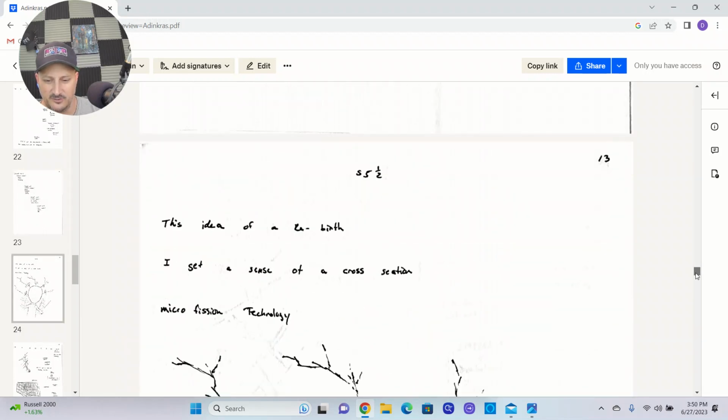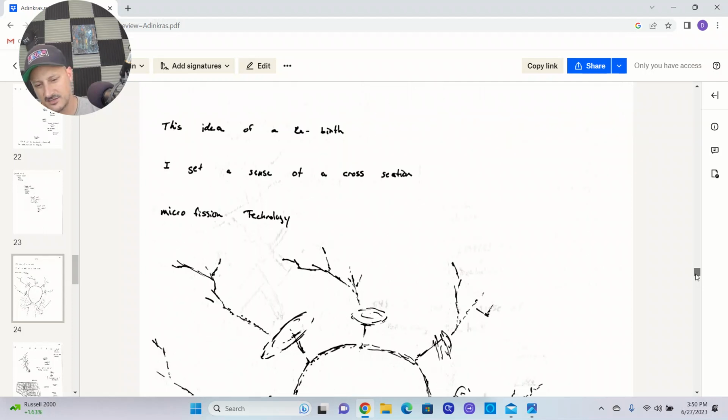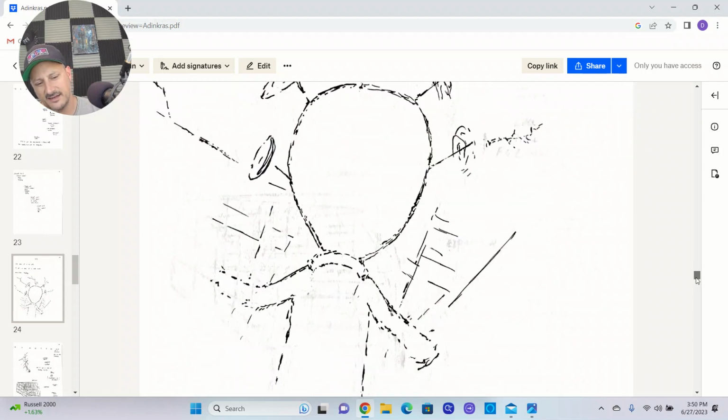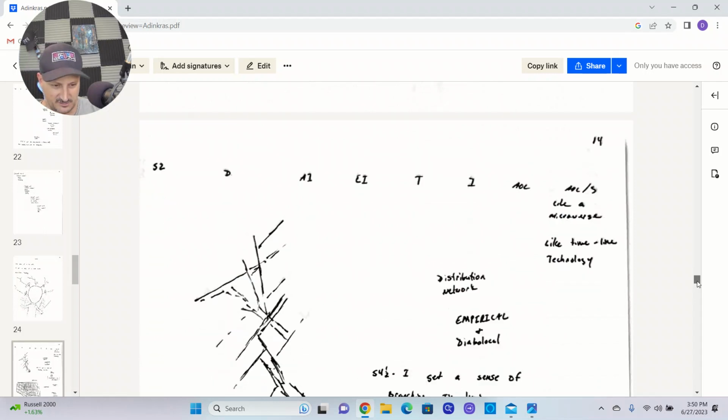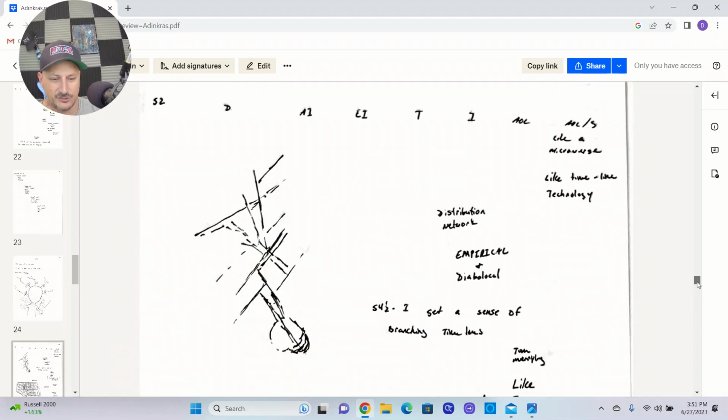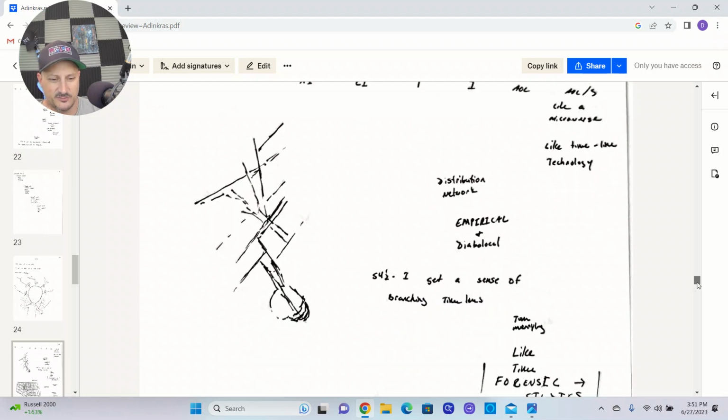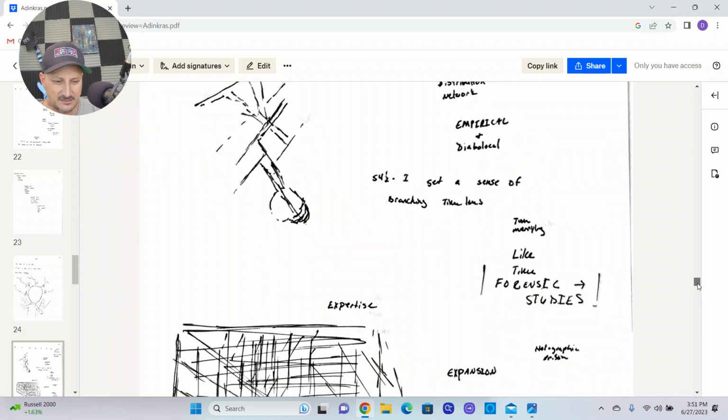Okay, the idea of rebirth, I get the sense of a cross-section microfission technology. Signal, like a microverse, like timeline technology. Sense of a distribution network. This feels empirical and diabolical. I get the sense of branching timelines. AOL time. Oh, Tom Maryland. Okay. AOL signal like time forensic studies.